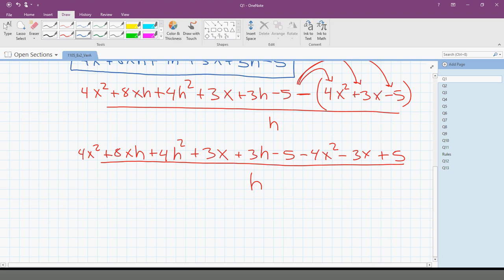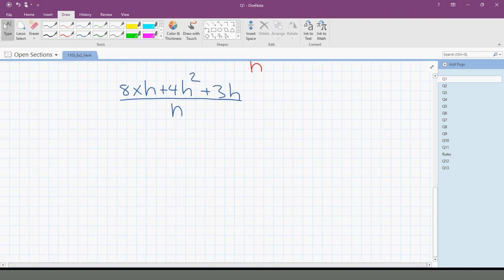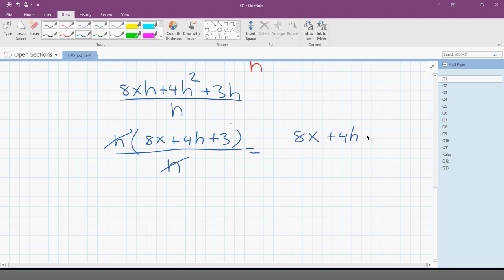Now we're going to cancel the terms that we can. It's going to be 4x squared minus 4x squared, positive 3x with negative 3x, negative 5 with a 5, and we have at the end 8xh plus 4h squared plus 3h, all of these over h. As a common factor, we have h, so we can pull that out. So we're going to have h, open parentheses, 8x plus 4h plus 3. All this is over h, and the h cancels with the h, and our final answer is going to be 8x plus 4h plus 3.